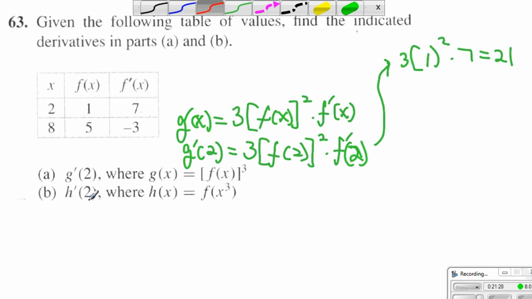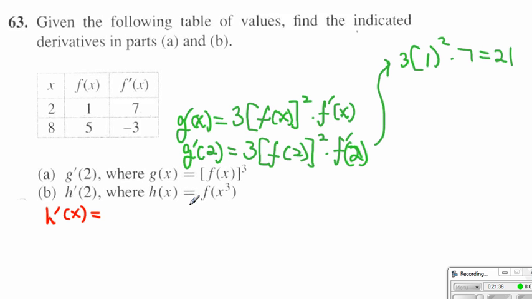Let's look at B. H prime of 2. In this case, h prime of x becomes, by the chain rule, we have to get f prime first, of x cubed. But because of the chain rule, we have to multiply that by 3x squared. That's the derivative of the inside.